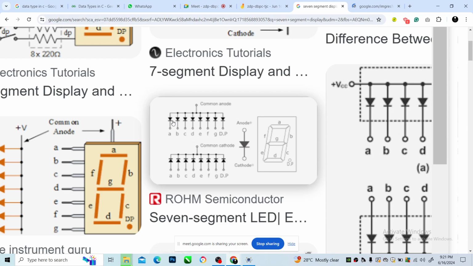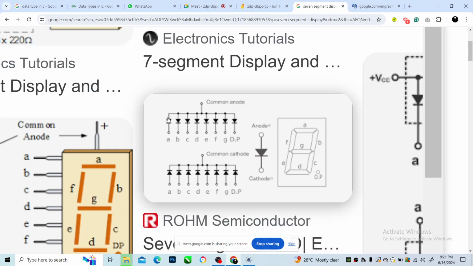So this is a symbol of a diode. In this particular case, the place where the arrow is pointing from is the positive side. This flat part, this flat that looks like a line, is the negative part of a diode. So imagine that this is diode A, B, C, D, E, F, G, and DP. If you connect all the positive together like this, then you have common anode.